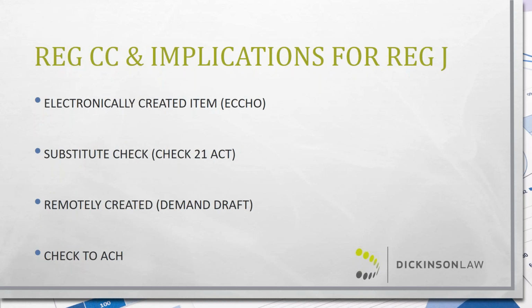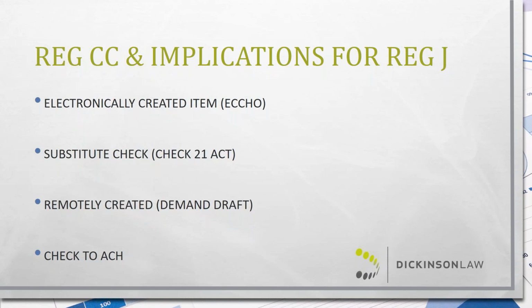So there are a few implications for Reg J here that have fallen out from these Reg CC changes. Reg J, I'm guessing, is not something that your institutions give much thought to, but this is indicative of where things are headed. If you think about the evolution of negotiable instruments in the past 10 to 15 years, we've come a long way.